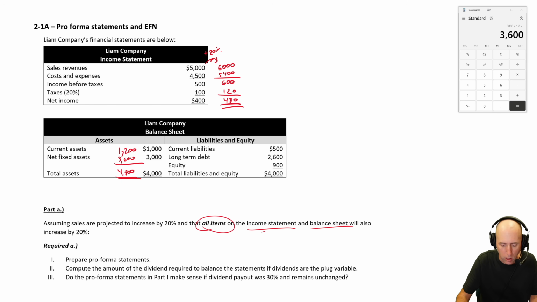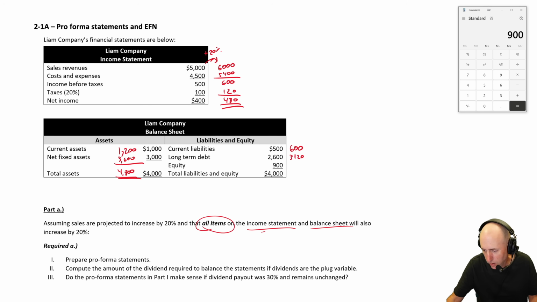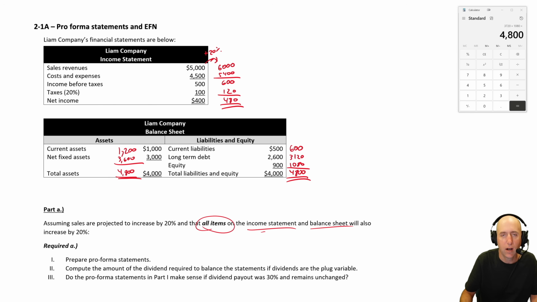There we have it. Our current liabilities going up by 20%, 500 plus 20%, well, that's 600. Our long-term debt, 2,600 going up by 20%, so multiplied by 1.2 is 3,120, and 900 multiplied by 1.2 is 1,080. Adding this up, hopefully assets equal liabilities plus equity, hopefully our balance sheet balances: 600 plus 3,120 plus 1,080 gives us 4,800. Yes, indeed. Oh, good feeling. Our balance sheet does balance.